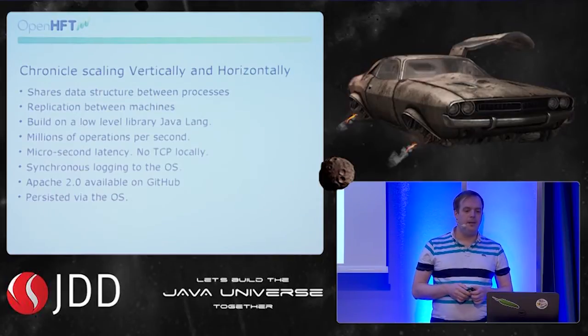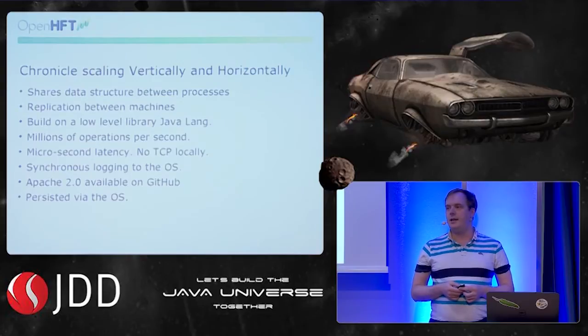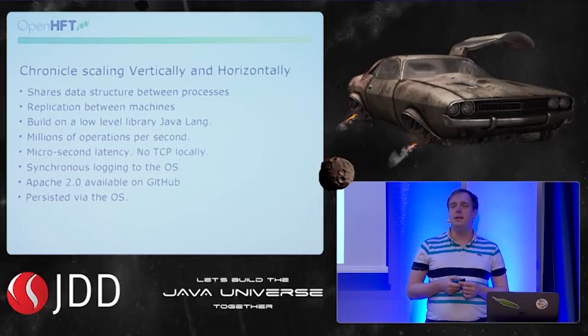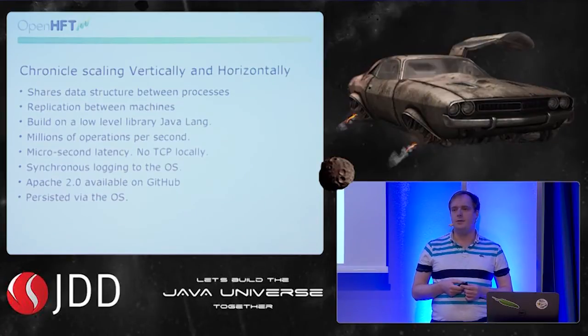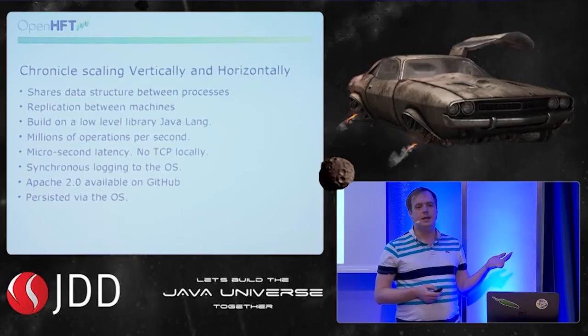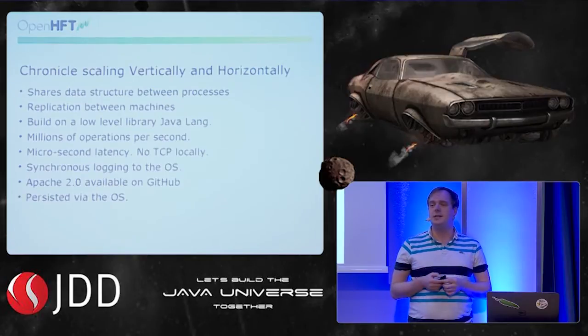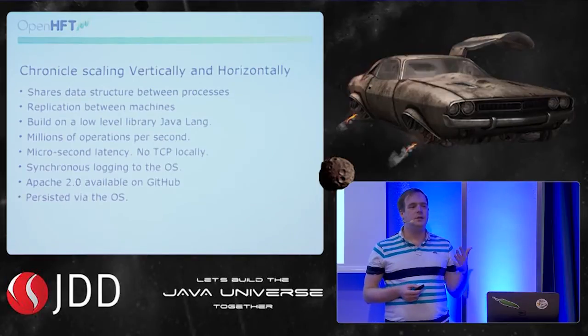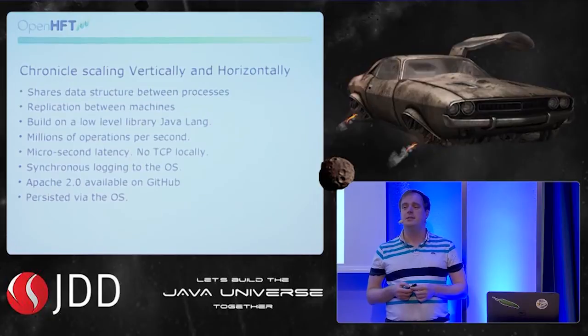We've got a low-level library called Java Lang, which is what all of our libraries are based on, including the logging. All of our products are designed to handle millions of reads and writes per second. We target microsecond latencies, which means that you can do millions of reads and writes per second in a single thread. And in a lot of cases when they talk about dealing with, say, 1 million operations per second or 1 million transactions per second, they're actually talking about thousands and thousands of threads.